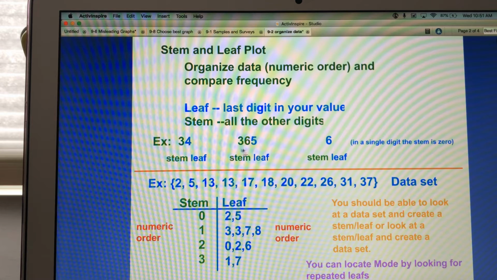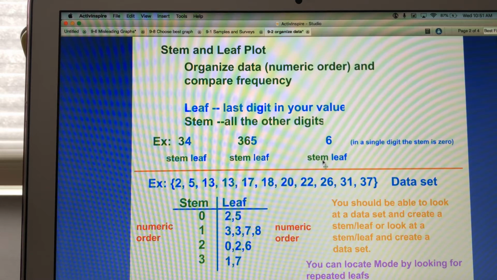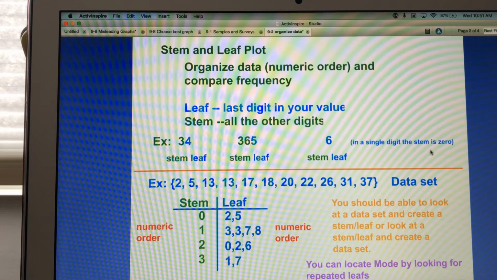365, this is one that usually people get confused. They're not sure if the 36 is the stem or the leaf. I'm telling you now, it's the stem. 6, there is no stem. That means the stem is 0. We use 0 as a stem when there's nothing there.